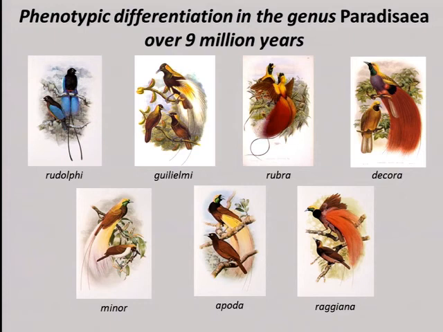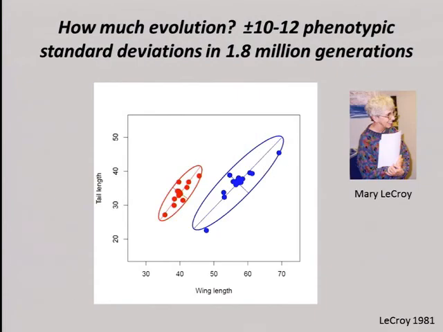We've got a tree over these 9 million years, and thanks to our colleague Mary LaCroix at the American Museum, we have data on wing length and tail length for multiple populations of some of those species. There are actually, I think, 13 populations. These are the wing length and tail lengths for the males. Here I've got the 95% confidence ellipse, and these are the principal components, also known as the eigenvectors of that distribution.